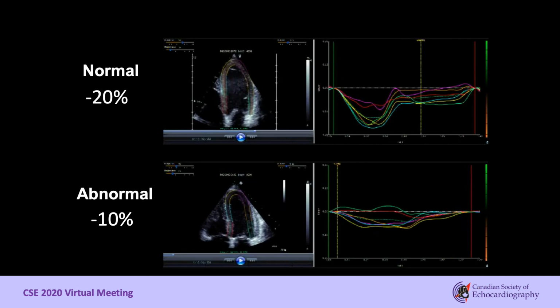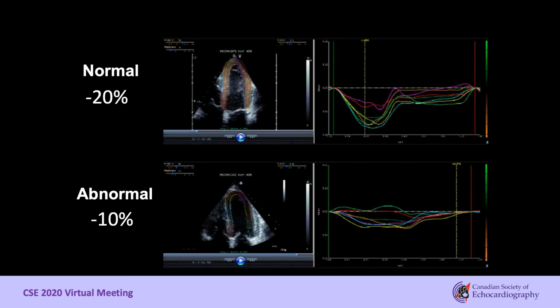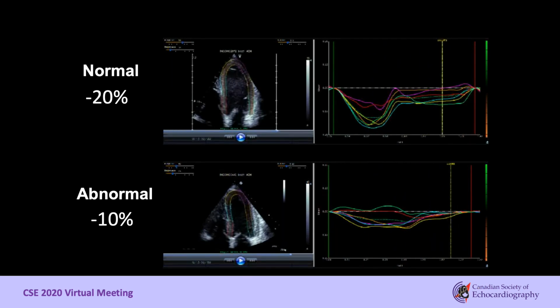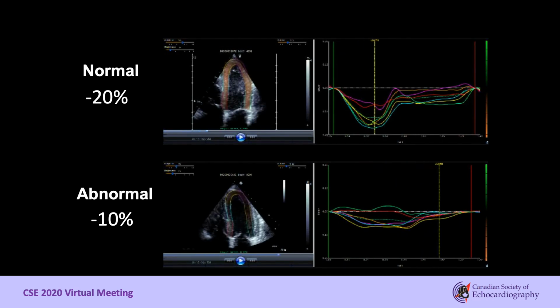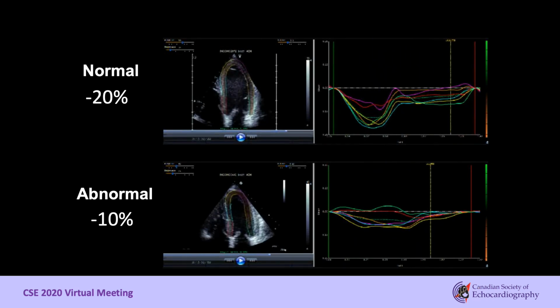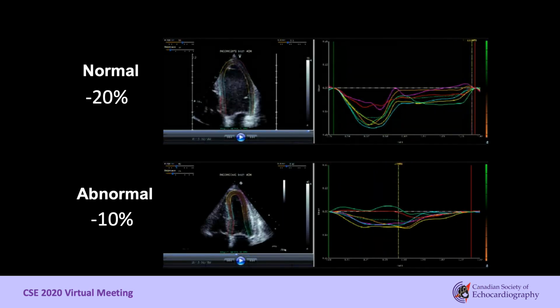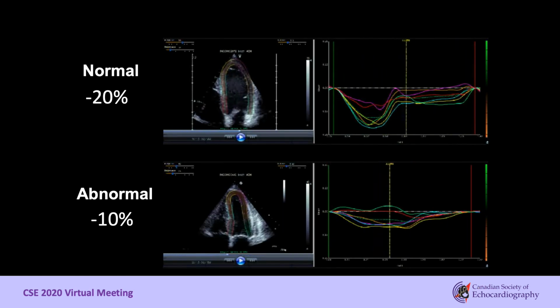You have to understand how your lab is reporting values because they may be reporting the calculated value, which would be a negative number, or they may be reporting an absolute value, and the interpretation will be different. So normal strain is around minus 20%. If you have a decrease in strain and it becomes abnormal, it will go down to minus 10%. And so if you have a strain value that is greater than normal or more negative, which is minus 22, that is still within the normal range.